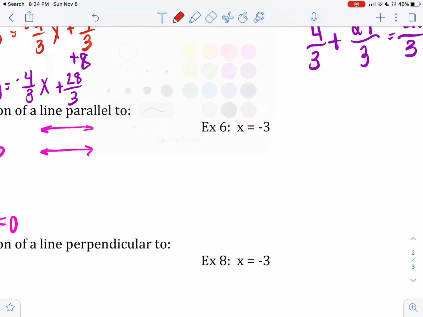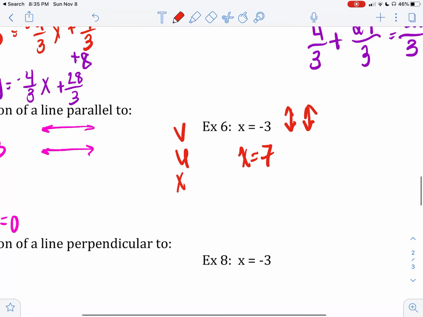Thinking about the other part of our acronym, VUX, if our equation is x = -3, that is going to give us a vertical line. In order for a line to be parallel to a vertical line, we just need another vertical line. So we would pick x = and then any number. My favorite number in high school was 7, so x = 7. Again, you could pick any number there and it would be correct as long as you have x = and it's not -3.